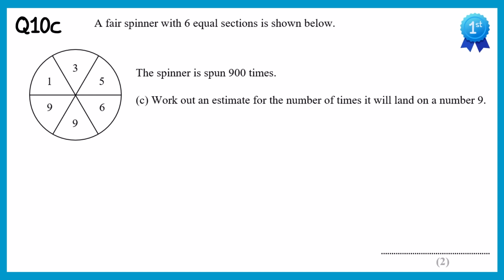In part C of the question, we're told a spinner is spun 900 times, and we need to estimate how many times it's going to land on a number 9. Looking at the spinner, the number 9 is in 2 of the sections, so the probability of spinning a 9 is 2/6. Since it's being spun 900 times, we can just do 2/6 of 900, which we can do by multiplying 2/6 by 900. You can type this exactly as it is here into your calculator, and it'll give you the answer 300, which is the answer to the question.